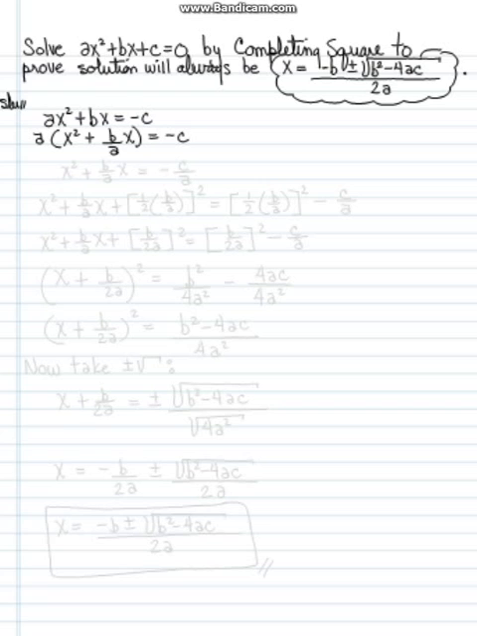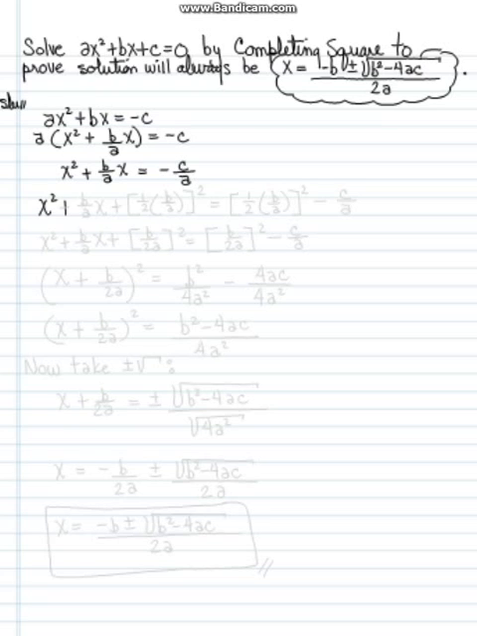Now I'm going to eliminate that coefficient a by dividing both sides by a. And that leaves me x squared plus b over a times x equals negative c over a. All right, the next step is to add to both sides, bracket 1/2 the coefficient of the x term, which is positive b over a, and square it.